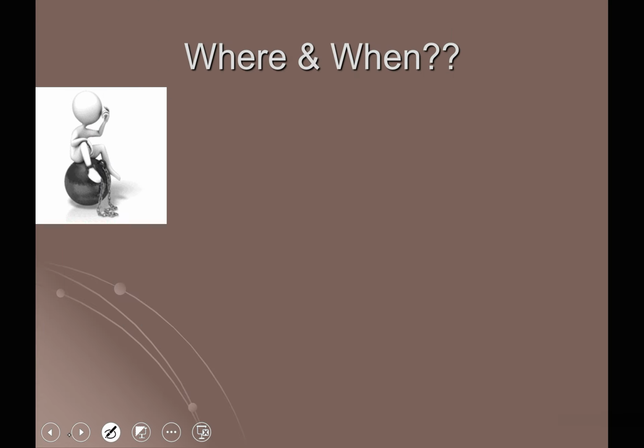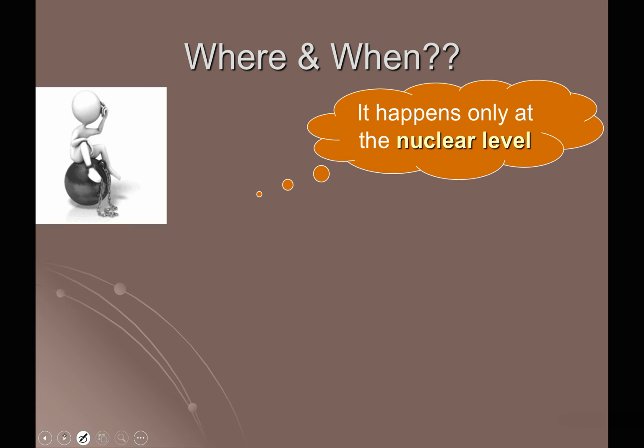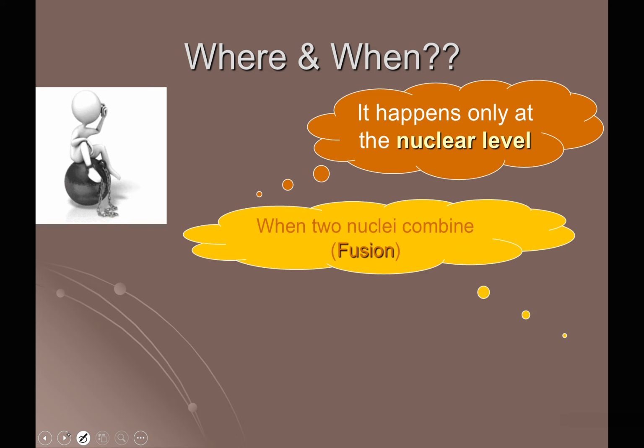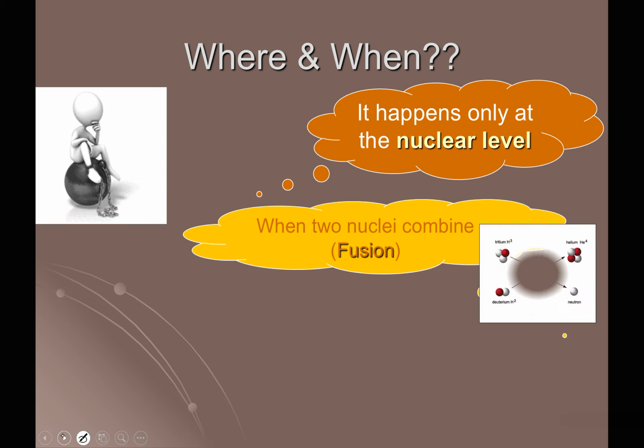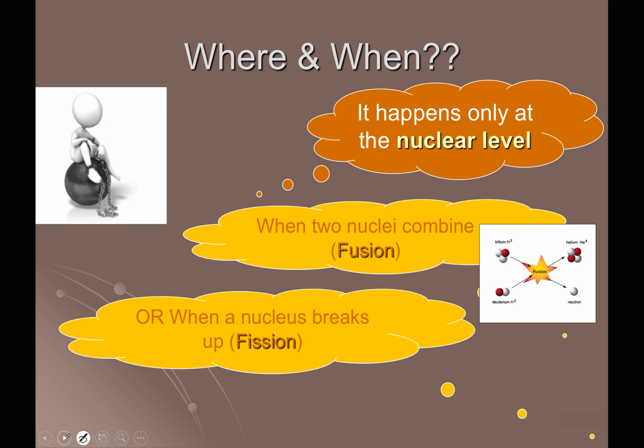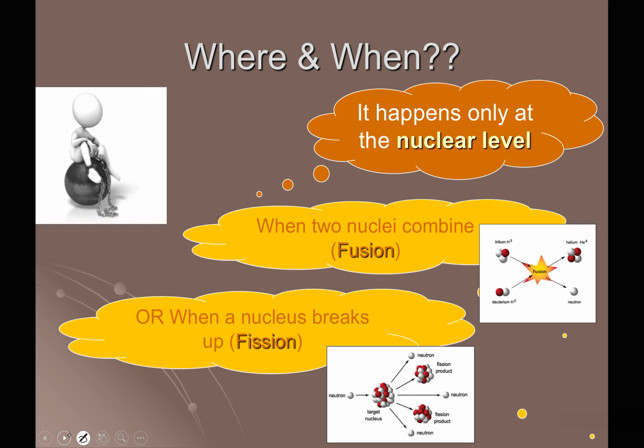So to sum up all this, let's see where and when. What do I mean by that statement? Where does it happen and when does it happen? In both cases, these are at nuclear level. Whether it is fusion or fission, they are both at nuclear level. But for fusion, two nuclei combine. And for fission, the nucleus breaks up. So fusion, combine. Fission, split.